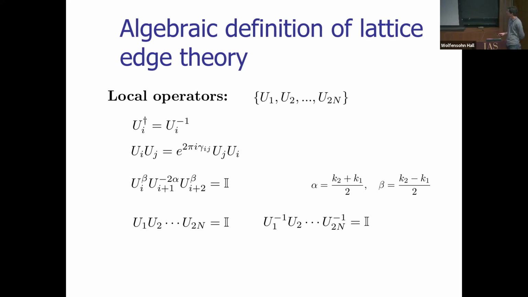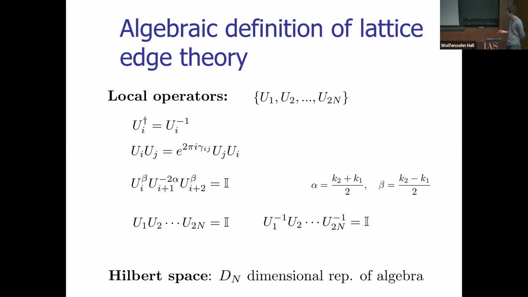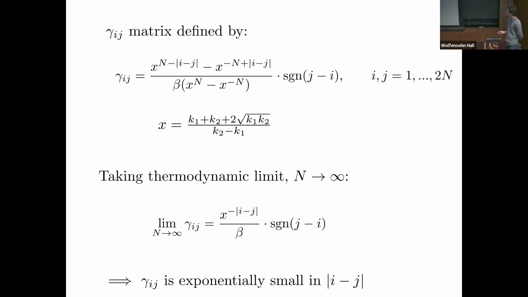So this algebraic description actually tells you everything. The Hilbert space is basically the unique D^N dimensional representation of this algebra. That's our Hilbert space, and so this defines your edge theory completely. All I have to tell you is what this gamma matrix is. So let me tell you that. The gamma matrix, again, the details don't matter, but here's the formula for it.